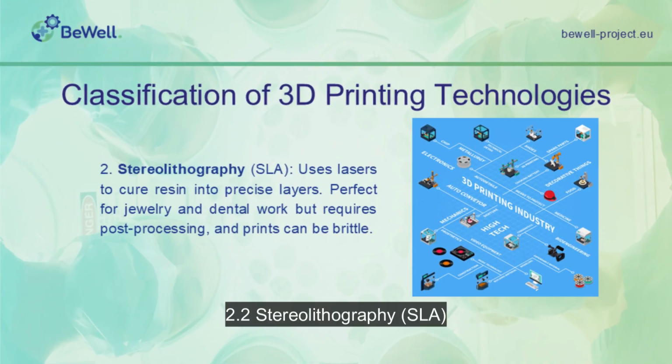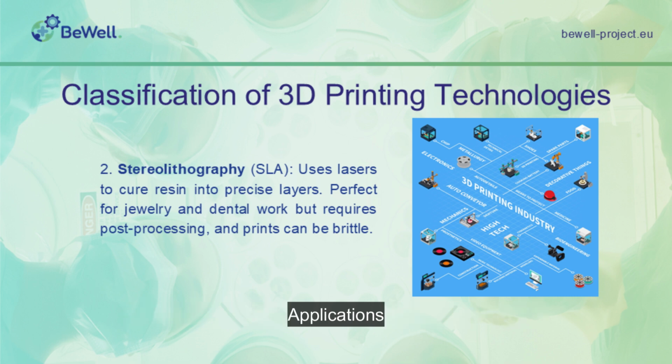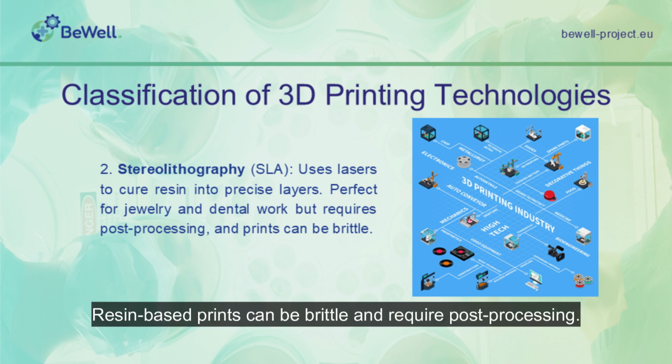2.2 Stereolithography, SLA. SLA uses lasers to cure resin into highly detailed layers, producing smooth finishes ideal for intricate designs. Applications: jewelry, dental work, and other industries where precision is crucial. Drawbacks: resin-based prints can be brittle and require post-processing.